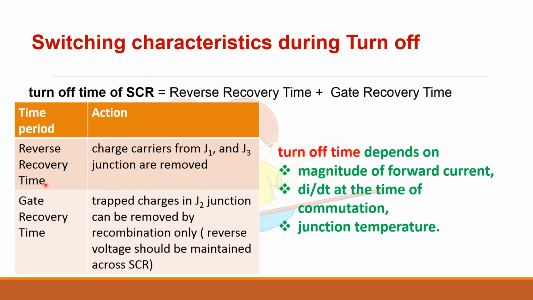During reverse recovery time, charge carriers in outer junctions will be removed, and the charge carriers in junction J2 will be removed during the gate recovery time. So this turn off time depends upon the magnitude of the forward current, rate of change of current at the time of commutation, and the junction temperature.